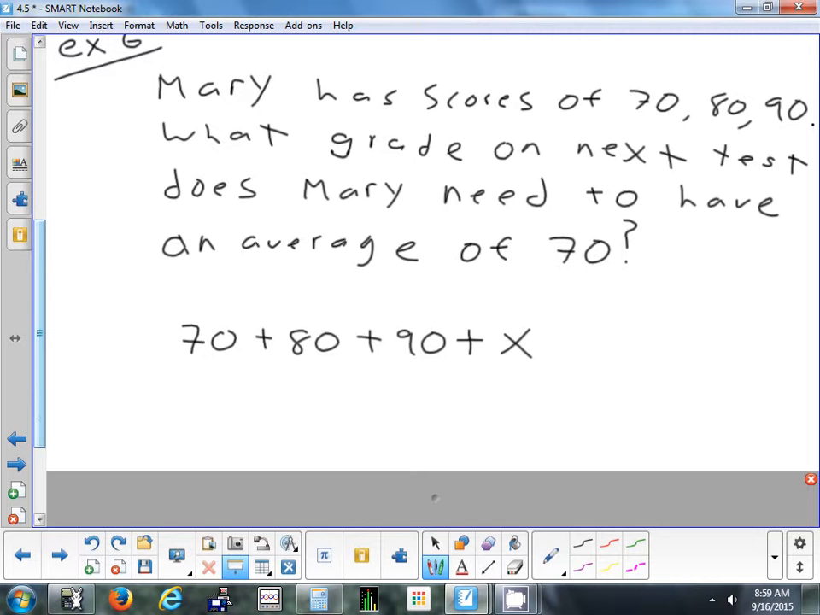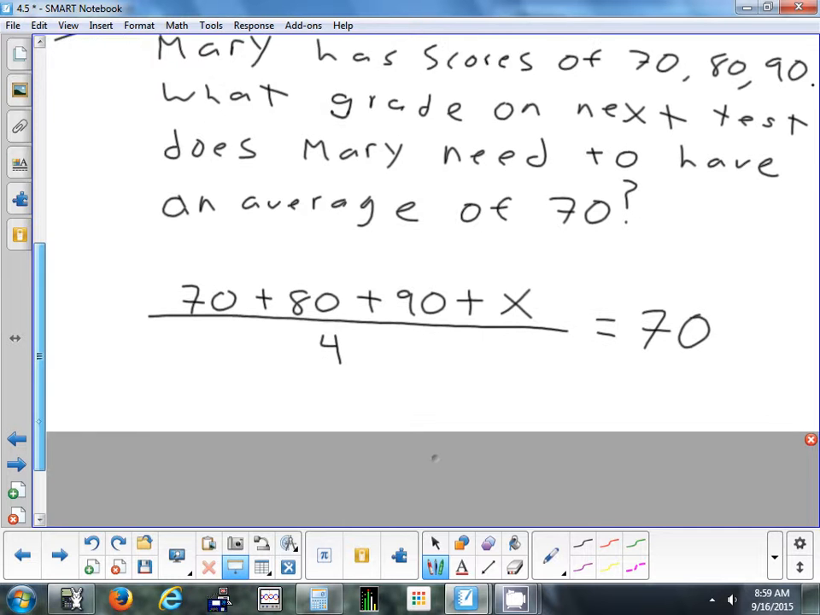We don't know what it is yet, but we're going to add it to all the other tests. And how many tests will she have taken? 4. And we already know what we want the average to come out to. The average is going to be on this side, after we add up all 4 and divide by 4. What does she want to get for an average? She wants to get a 70. That's the hard part, setting up your equation. Now we just have to solve it.